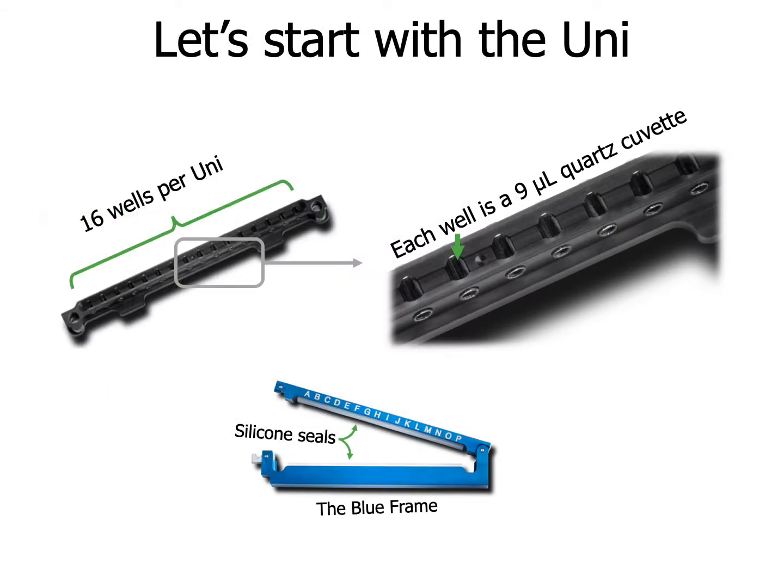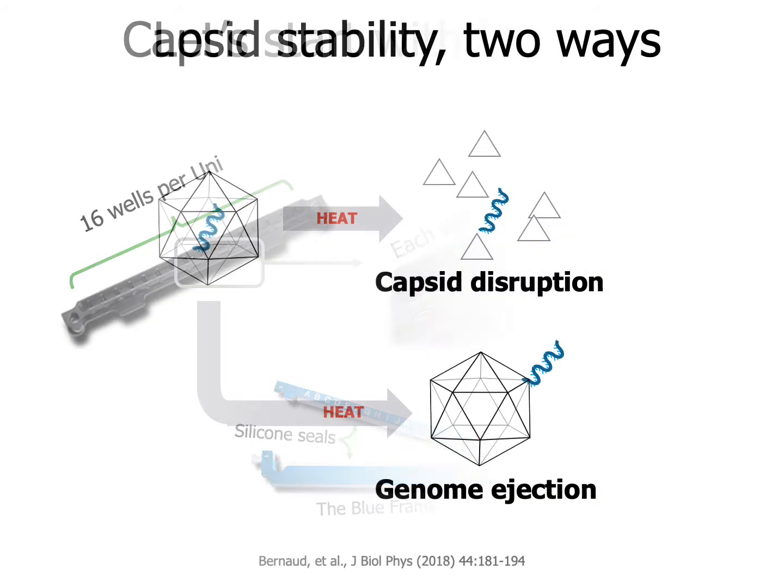Uncle can run a thermal ramp on anywhere from 1 to 48 samples and only requires 9 microliters at a time. How it does this is with the uni. The uni is 16 coarse cuvettes held in an aluminum frame so you get even heating across the sample. Each well only takes 9 microliters of volume and it's simply pipetted into the uni cuvette. The uni is then sealed in the blue frame between two silicone seals so you don't have to worry about sample evaporation even as they heat up.